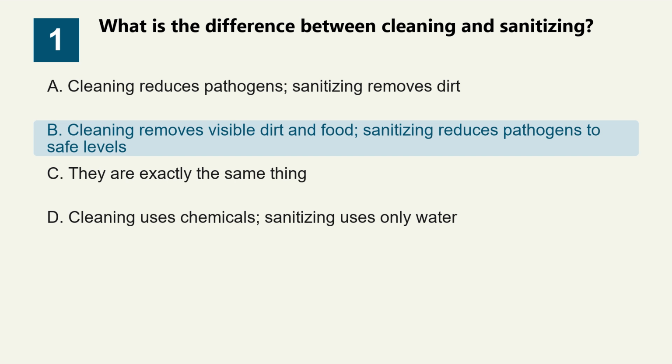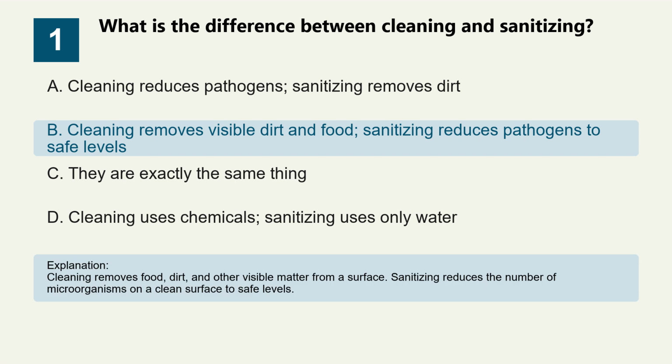The correct answer is option B. Cleaning removes visible dirt and food, sanitizing reduces pathogens to safe levels. Cleaning removes food, dirt, and other visible matter from a surface. Sanitizing reduces the number of microorganisms on a clean surface to safe levels.